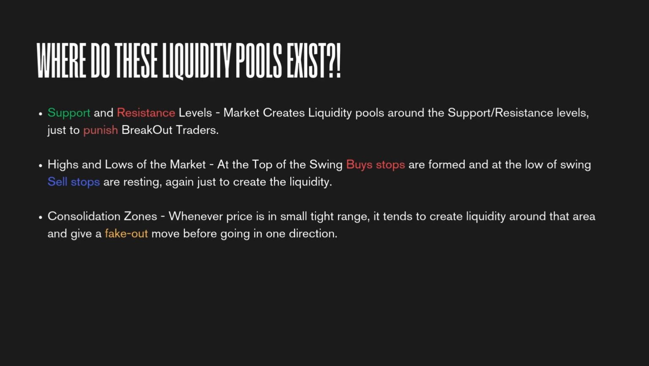Highs and lows of the market. At swing highs, you'll often find clusters of buy stops, while sell stops rest at swing lows. The market often targets these levels to trigger liquidity. After that, you'll see the market reverse back into the opposite direction. Consolidation zones. Whenever price is stuck in a tight range, liquidity is building up. The market will eventually make a sharp move, either up or down, to grab liquidity from both sides before making the true directional move. This is why consolidation zones are dangerous for traders who are unaware of this.